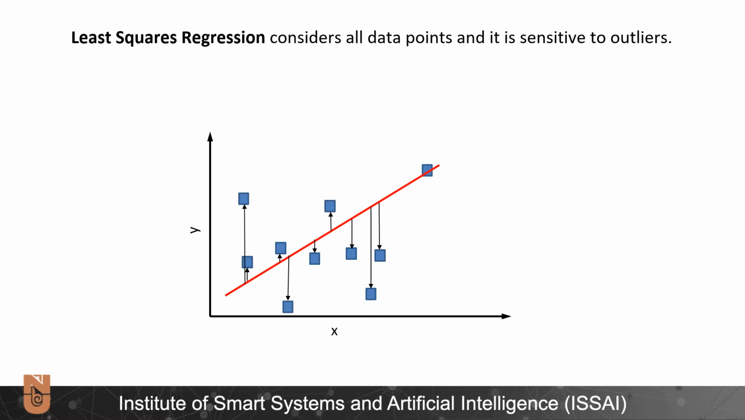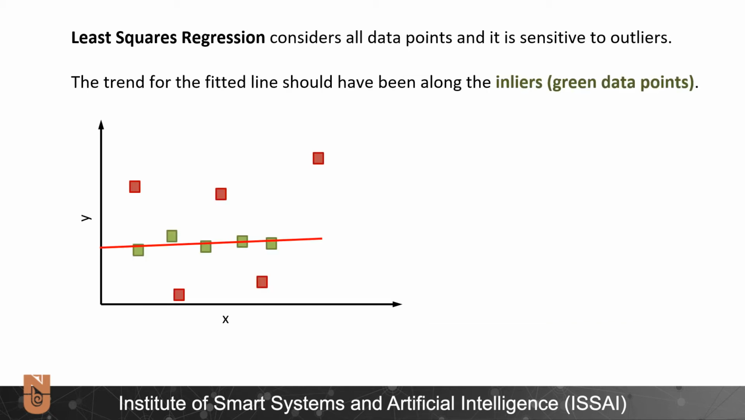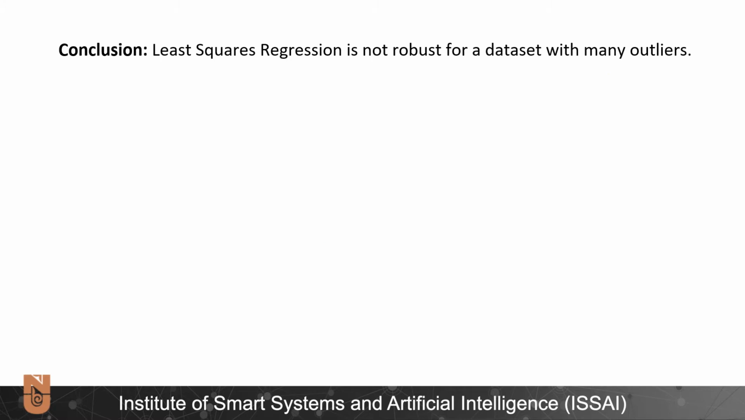This method considers all the data points and is sensitive to outliers. Outliers are highlighted as red. These are observations that deviate too much from others. The outliers are usually generated by different mechanisms from other observations and are considered as noise that needs to be removed in order to make a more reliable prediction. The trend for the fitted line should have been along the inliers, the green data points. An inlier is an observation that is within the underlying probability distribution function and fits the predicted model well. So in conclusion, least squares regression is not robust for a dataset with many outliers.